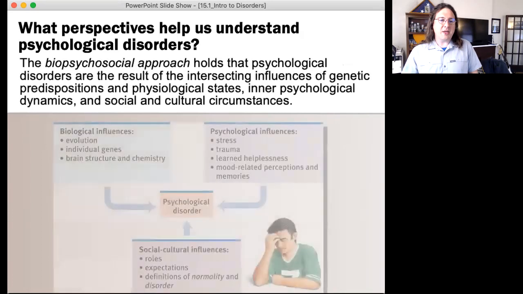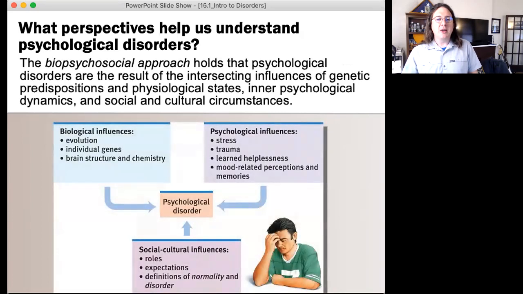So one of the other perspectives is the biopsychosocial approach, which holds that psychological disorders are the result of intersecting influences. It could be genetic, right? It could be the biological influences. It could be the structure of the brain, right? So those are all biological influences. We have psychological influences. What's going on around that person? What kind of stress are they undertaking? What kind of trauma did they have, right? Have they learned that they can just avoid, right? So these are all psychological influences that contribute to psychological disorders.